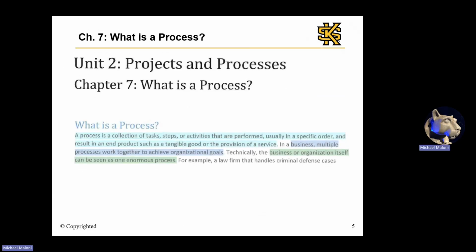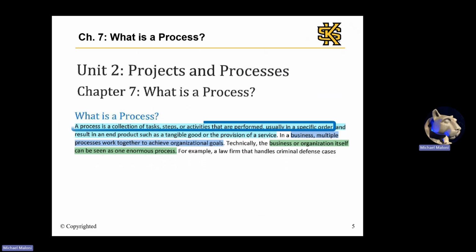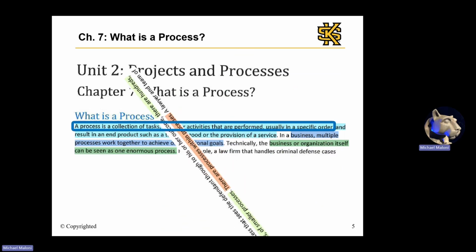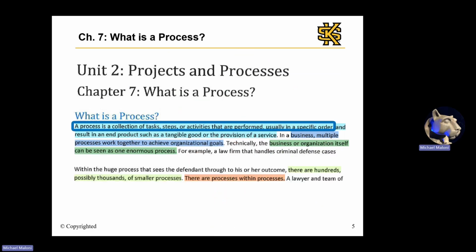Quoting the text, a process is a collection of tasks, steps, or activities that are performed, usually in a specific order, and result in an end product, such as a tangible good or the provision of a service. And you can think of your organization as one big process, and it consists of many sub processes. Same goes for your job. That is, your job is a bunch of processes.